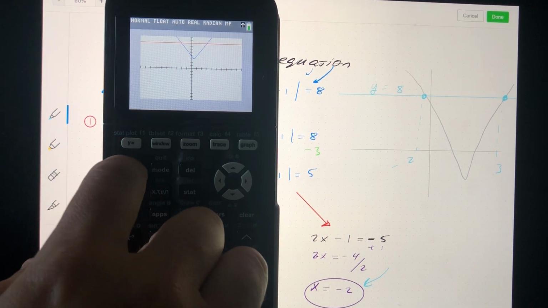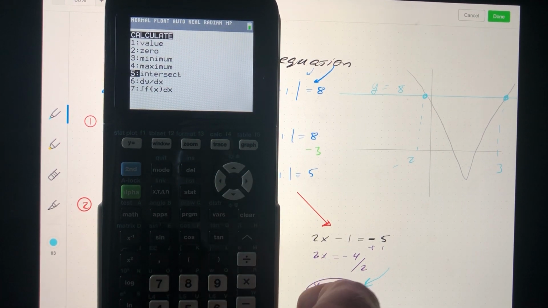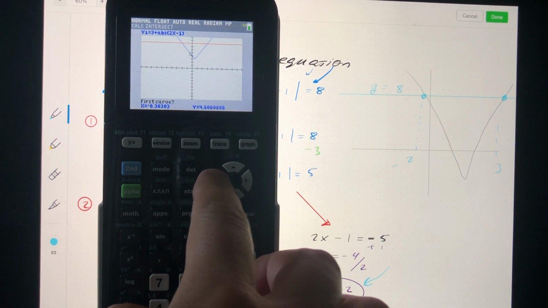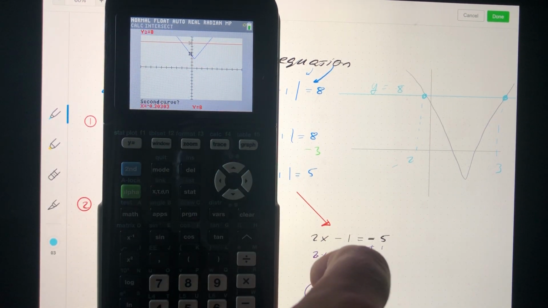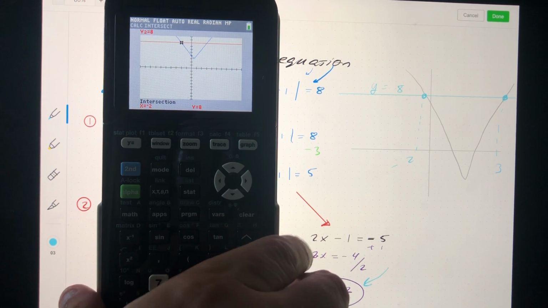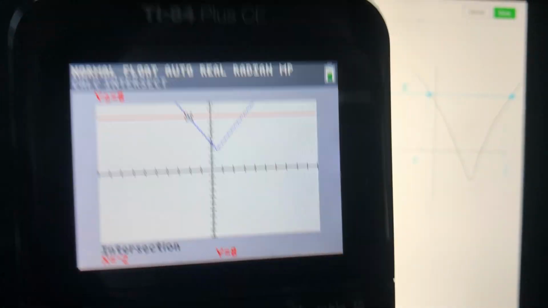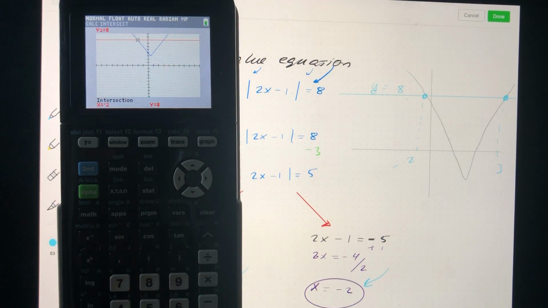So going to calculate, second calculate, we look for the intersect, and let's move the cursor to the left side first. Enter, enter, and one more time. The guess is -2. So the answer is -2, is being confirmed. That's right here, we found it.